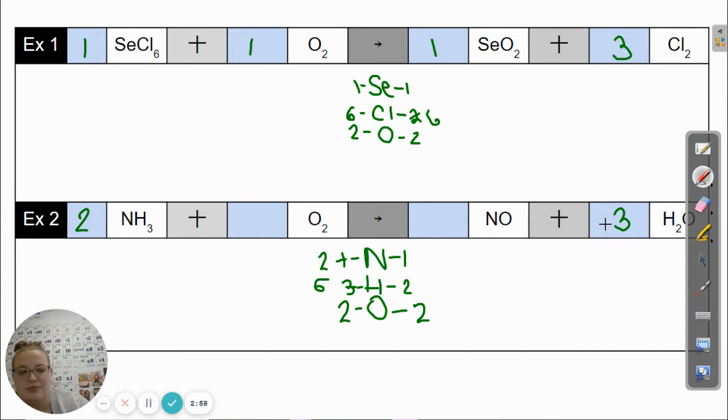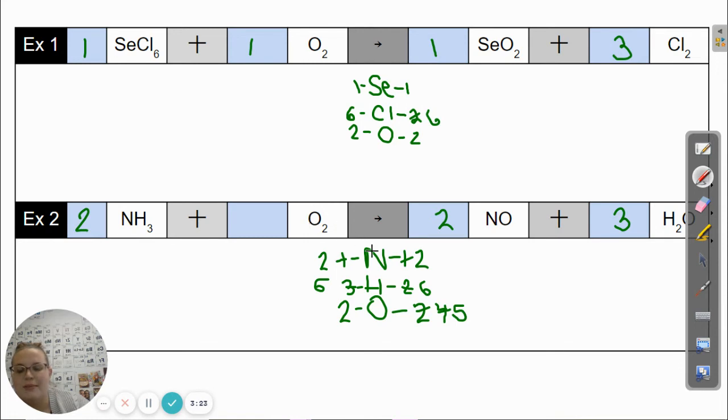I haven't added anything to them. On this side, I have 3 times 2 makes 6H. And then I have 3 plus 1 gives me 4O. So now my N's aren't balanced, and neither are my O's. So let's go ahead and try to do my N's first. So I've got 2 N's. And that's now going to give me 2 plus 3 makes 5 O's.